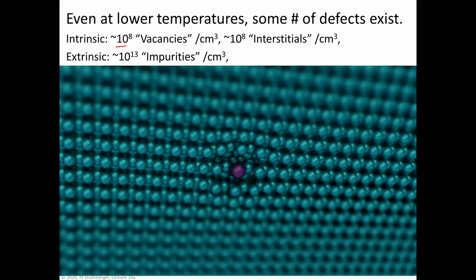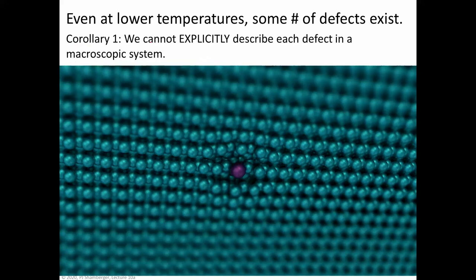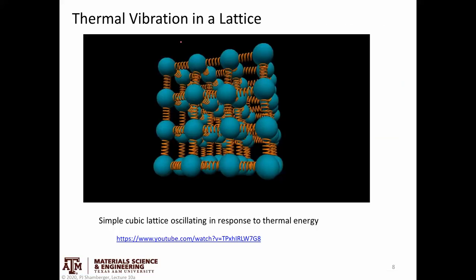Those vacancies we talked about are examples of intrinsic defects. Extrinsic defects are defects from outside of the system. And generally that can be an even more important term, because there are quite a few more of those. And so what that means is there are so many defects that we could never explicitly describe the position of every single defect in the system. There are just too many to do that.